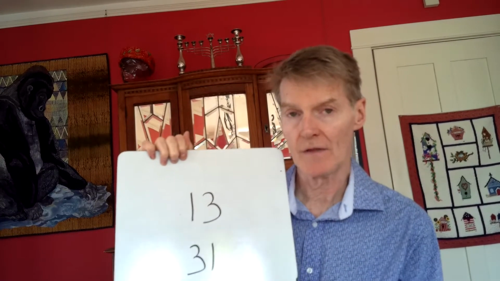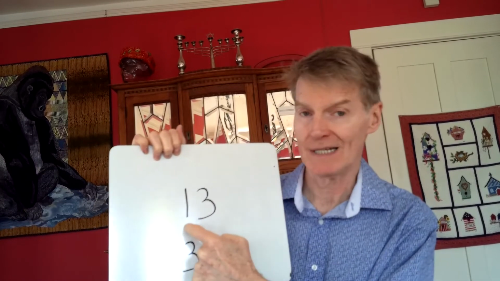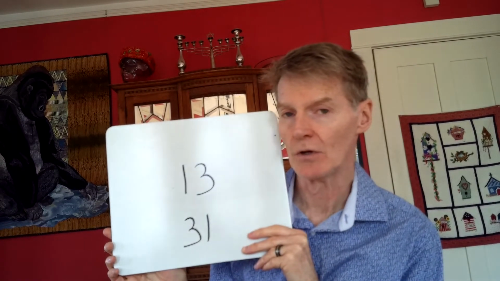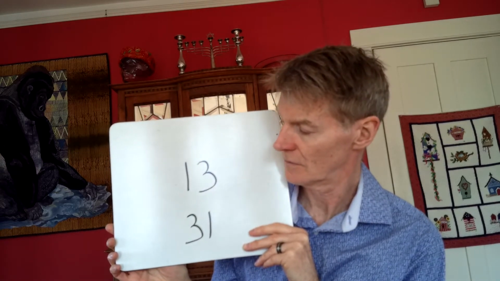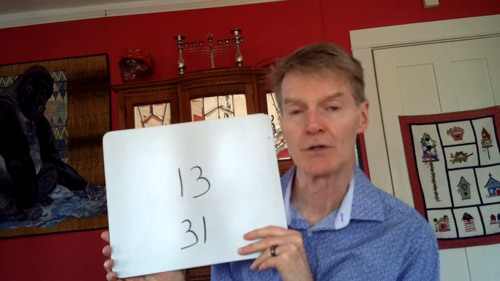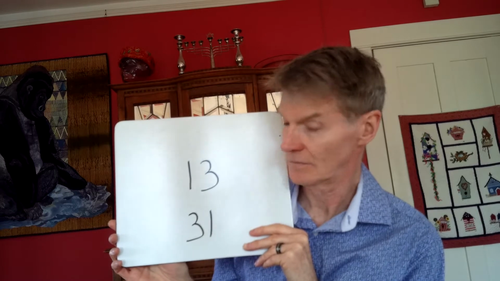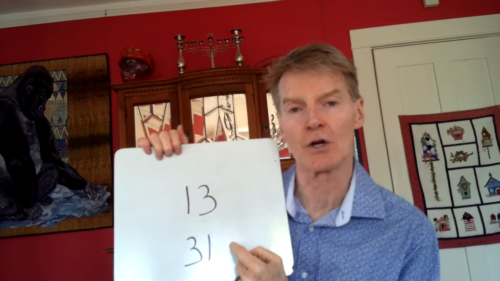The order that we write numerals makes a difference in reading them. 13 is different than 31. Of these two, one is least and one is greatest. Can you point to the numeral that shows the least one? And then point to the numeral that shows the greatest one. Right? 13 is the least, 31 is the greatest one.